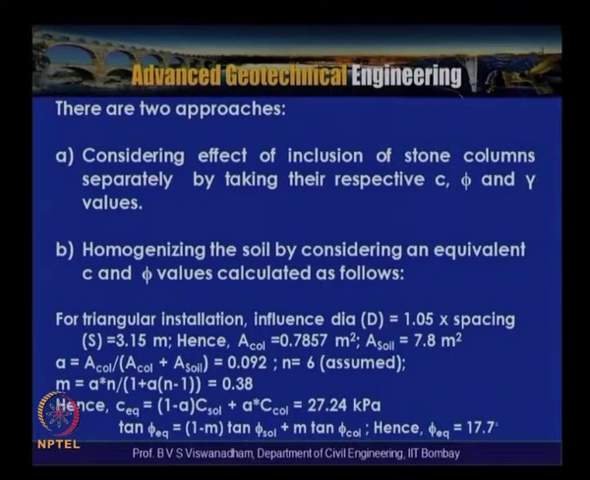So considering the effect of inclusion of stone columns separately, and taking the respective C, phi and gamma values, both the cases were done. Here we have soil, and stone columns placed at a number of locations within the slope were considered, with the respective soil parameters. That is one way, but the method which is proposed for analyzing this is calculating the average shear strength parameters based on the stress concentration factor and so on.